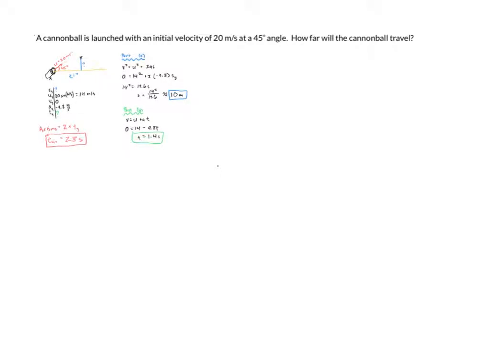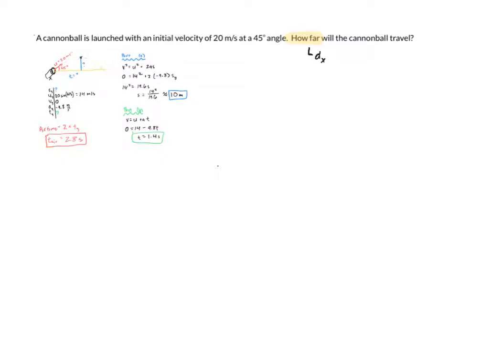So to figure out this problem, I'm going to start by just highlighting the question. How far? When we see how far, what you should immediately think about is the displacement in the x direction. So that is going to be the range of the projectile. Now I have what I need to write out my givens and my unknowns and continue solving this problem.